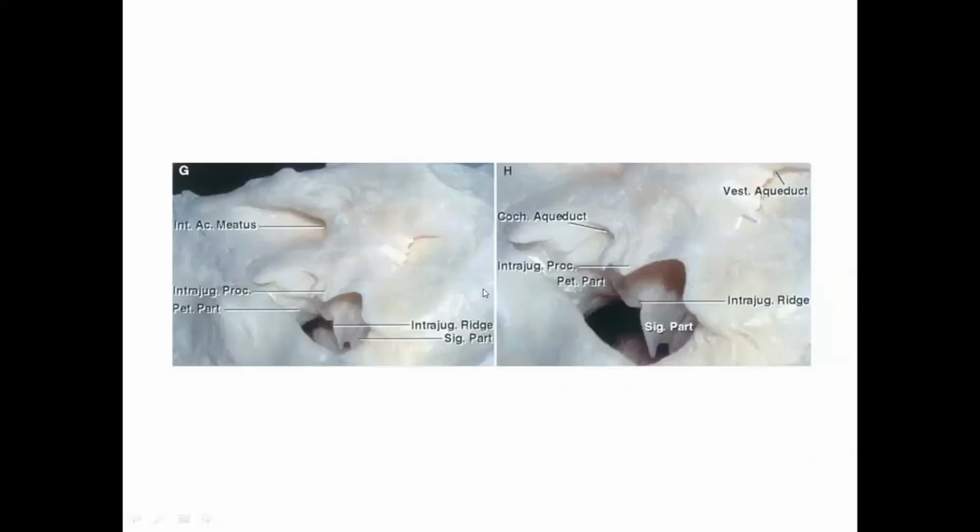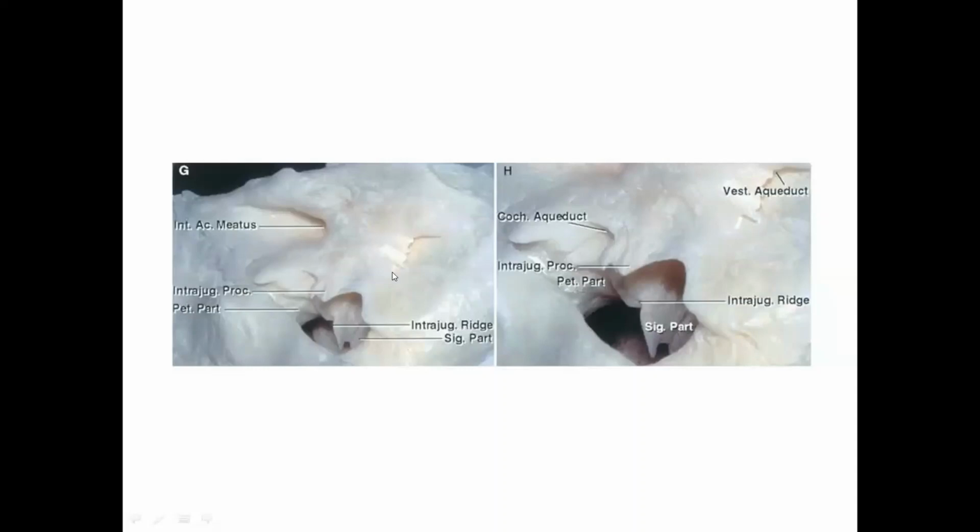Sorry, so this is the posterior aspect. This is your sigmoid part. Anteriorly is your petrous part, and this is the medial margin along which the glossopharyngeal nerve, the accessory, and the vagus are going to traverse. The glossopharyngeal tends to course along the medial margin of the intrajugular ridge. However, the two other nerves, your vagus and accessory, start from here, but then they tend to assume a more lateral position while exiting the jugular foramen.